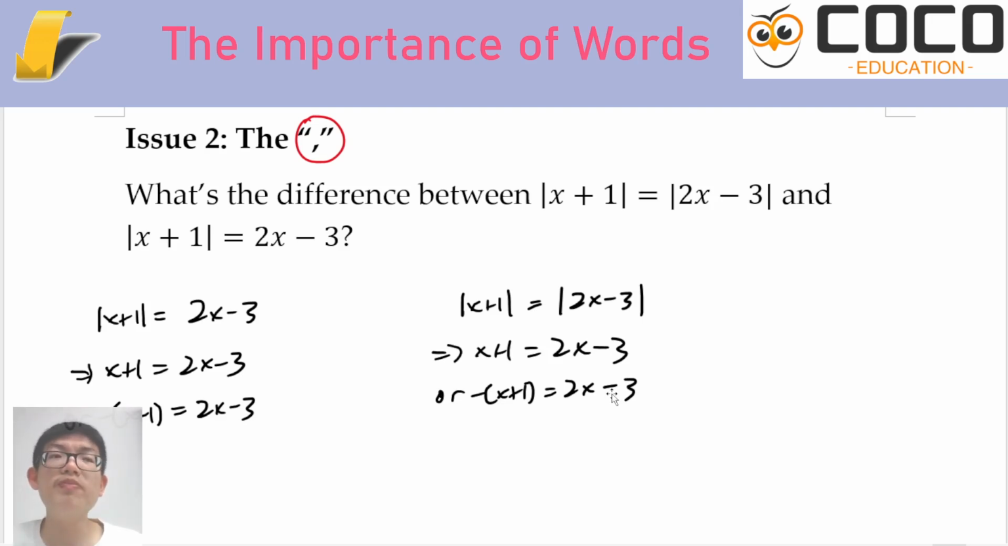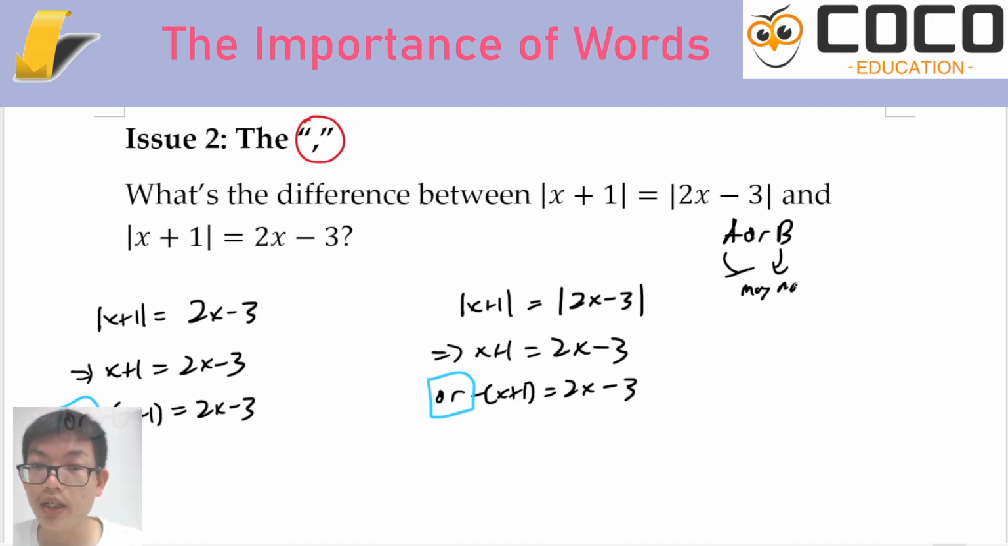Now, what is the difference between this "or" and that "or"? You see, in the English language, when we say the word "or", there are two different situations that can come about. It could be A or B, meaning that they may work. A or B can also mean they will work.